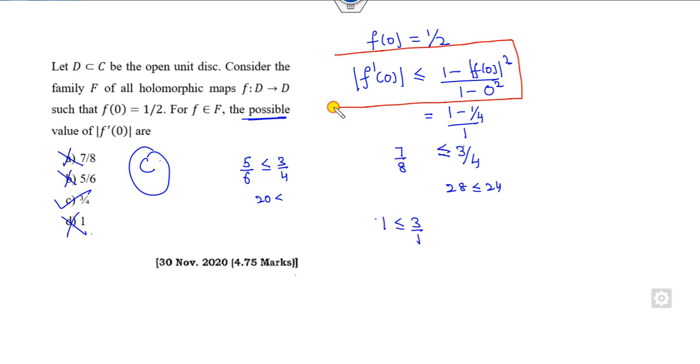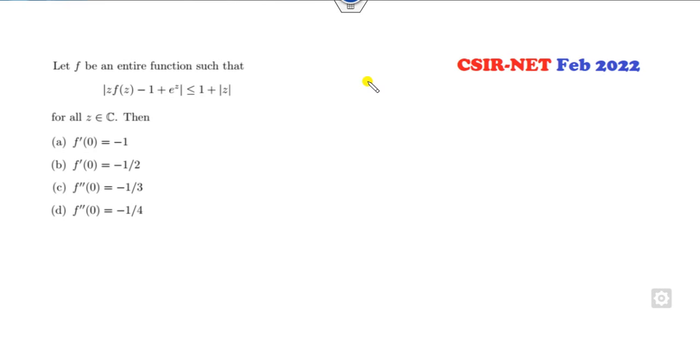Always remember that this formula is useful whenever the function value at some point is given and at the same point you need to calculate the derivative value.